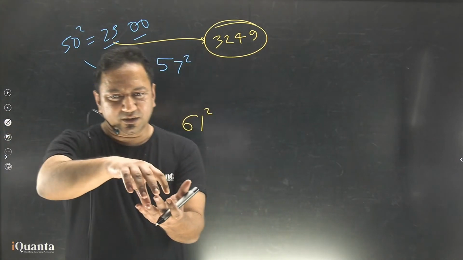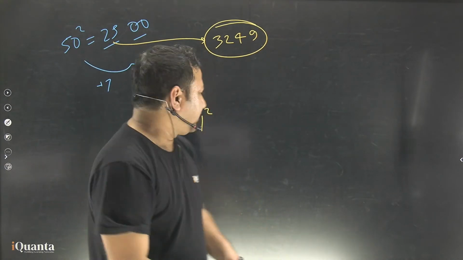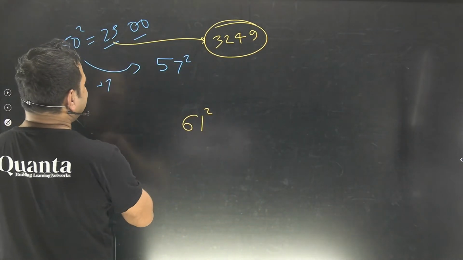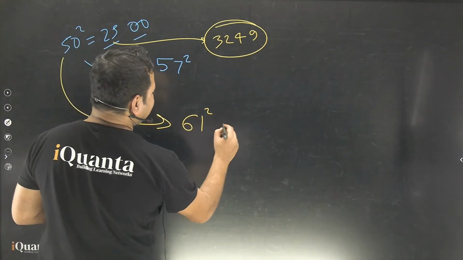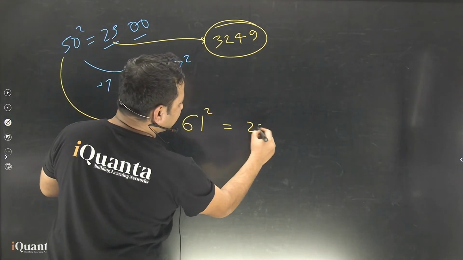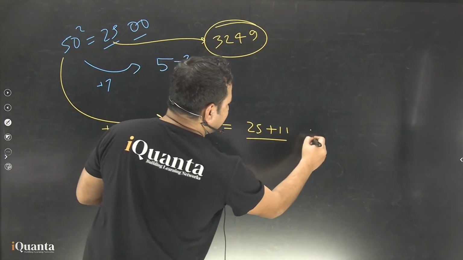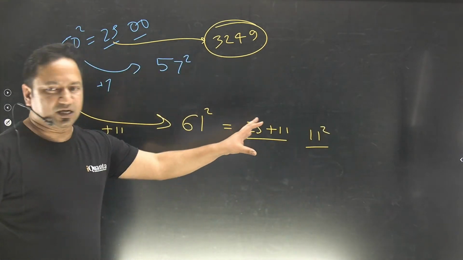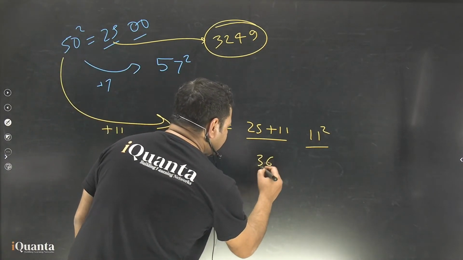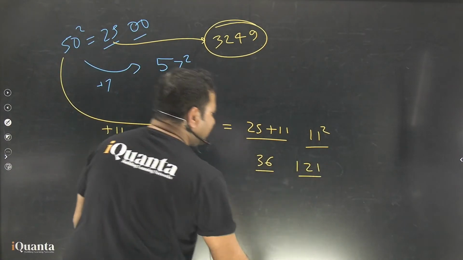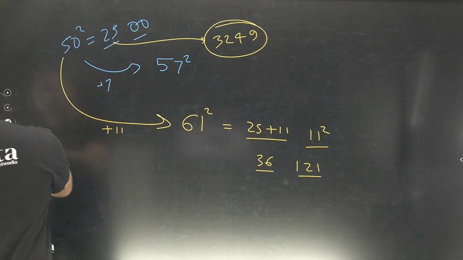So 61 is near to 50. The difference is how much? 11. 50 plus 11 is 61. So what will we write? 25 plus 11 should be the first two digits. And then we have 11 square. Okay, I'm breaking this down to make you understand it properly. 25 plus 11 is 36. 11 square is 121. Now there's a problem.